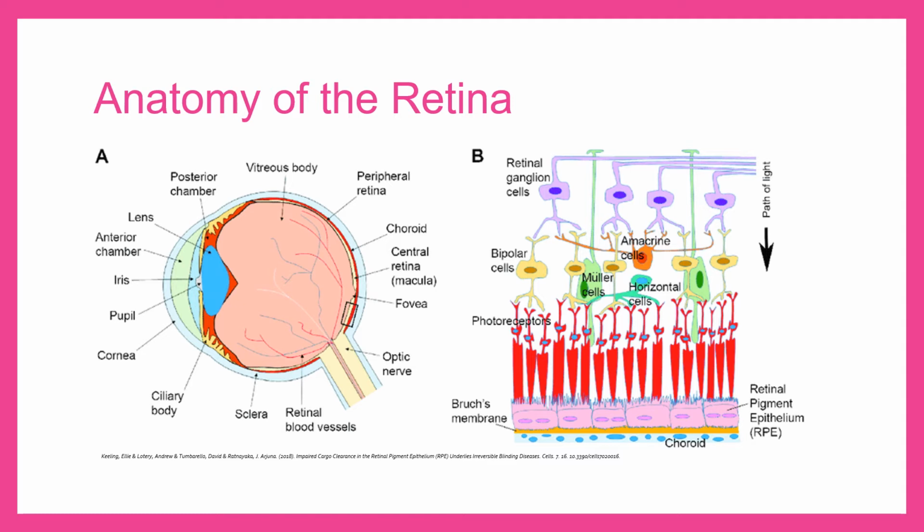And then the light will go through the vitreous body, and then converge hopefully on the retinal layer. And there's a cross section of the retinal layer as well. It's just the layers that I talked about in the previous slide, but in pictures.